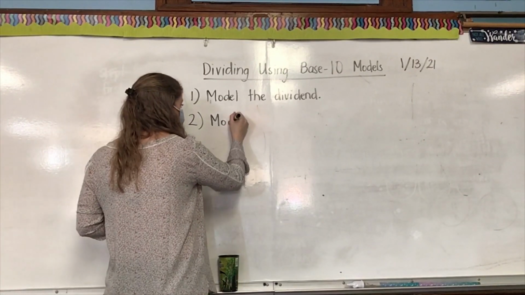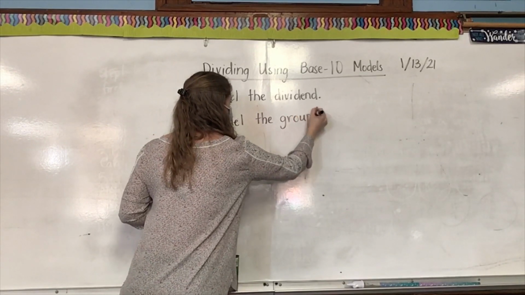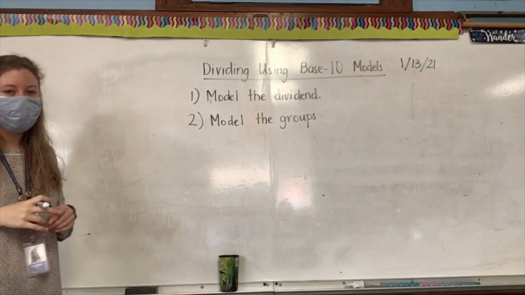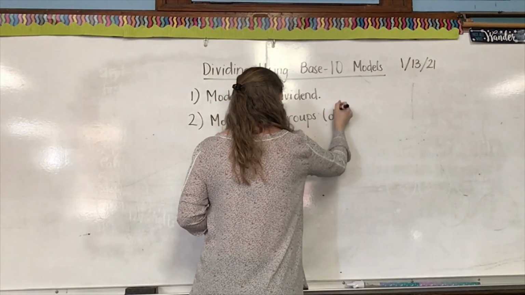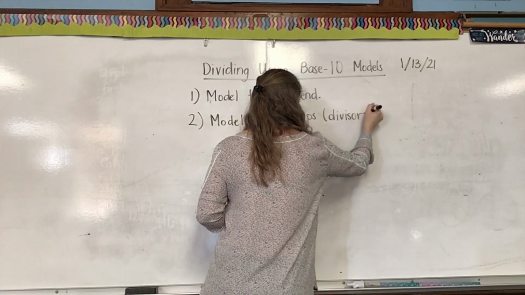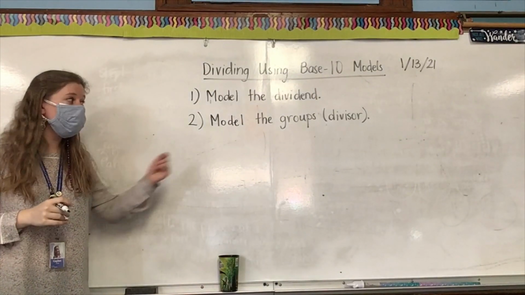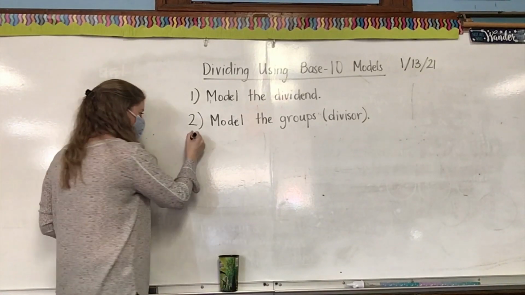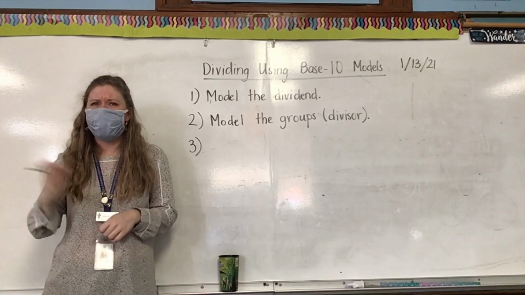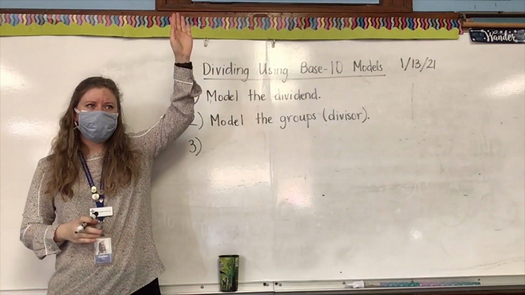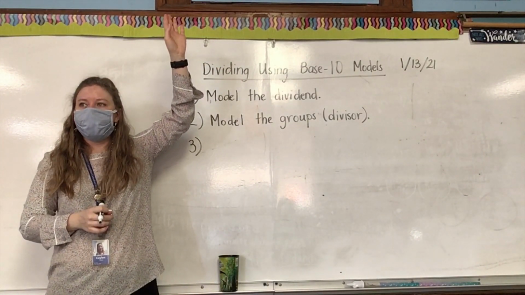Smith, correct. We model the groups, which comes from where, Smith? The divisor. So step 1, we model the dividend. Step 2, we model the groups. The divisor tells us our groups. How do we show the groups when we're modeling the divisor, or when we're modeling the groups? How do we show them?